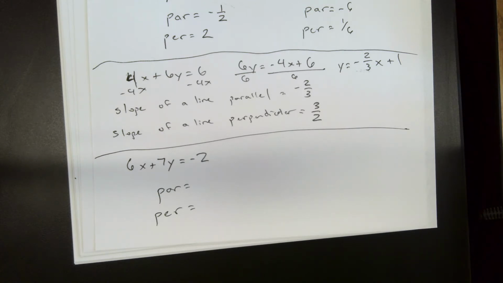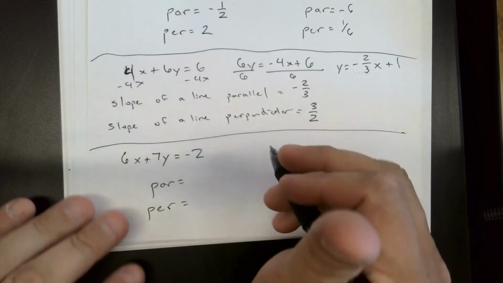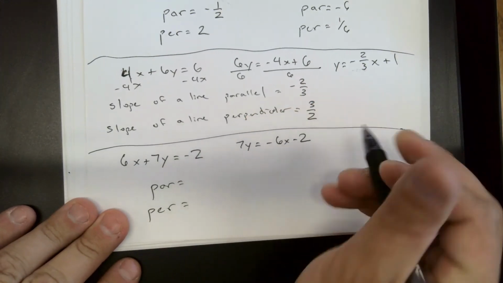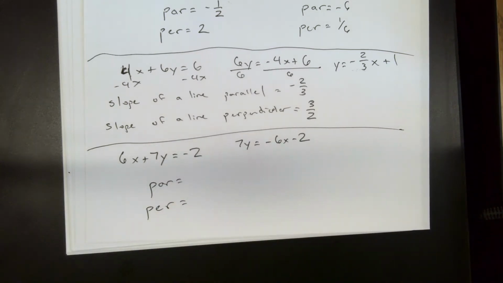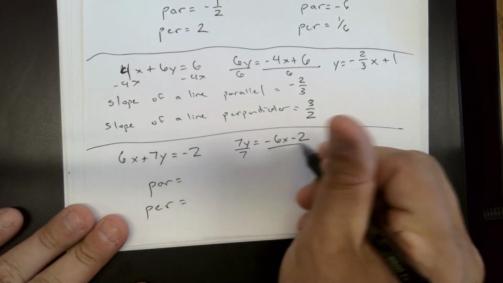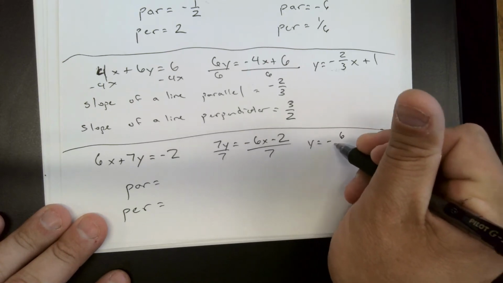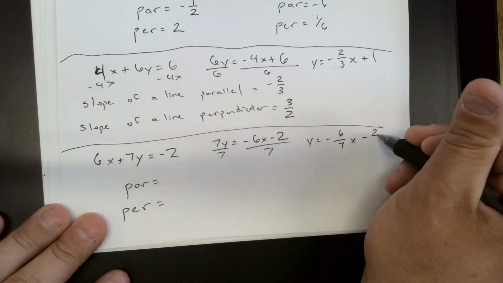Okay. First thing we're going to do is get y by itself. So we're going to subtract 6x from both sides. Did everyone do that part? Good. If you didn't do that part, we got issues. That was the easy part. Then we're going to divide by 7. The 7 goes to both, so we're going to have y equals negative 6 sevenths x minus 2 sevenths.